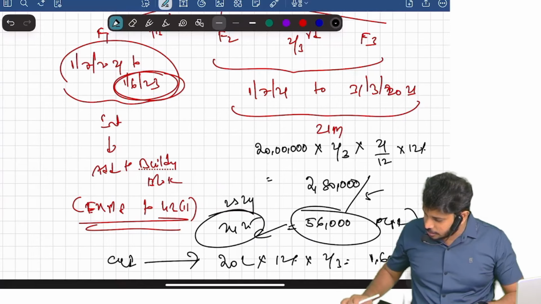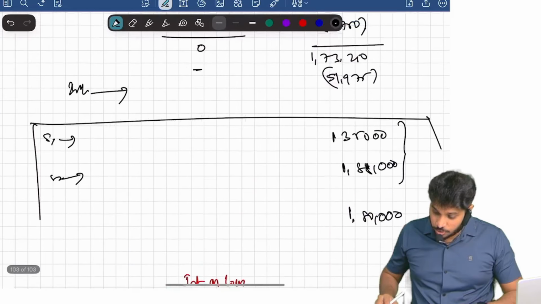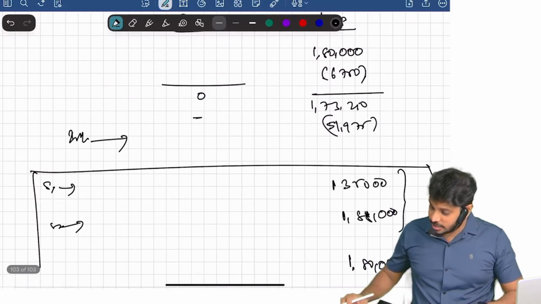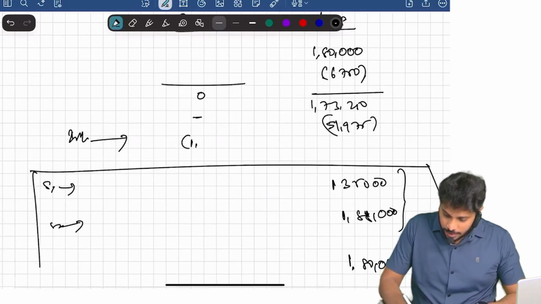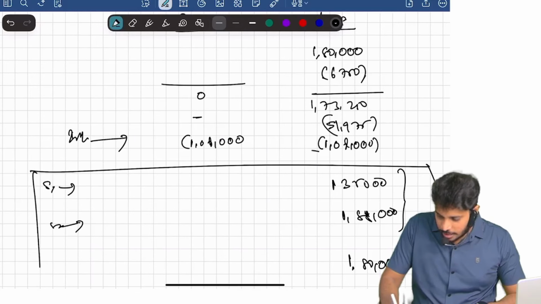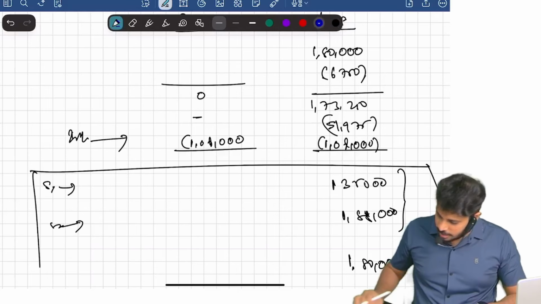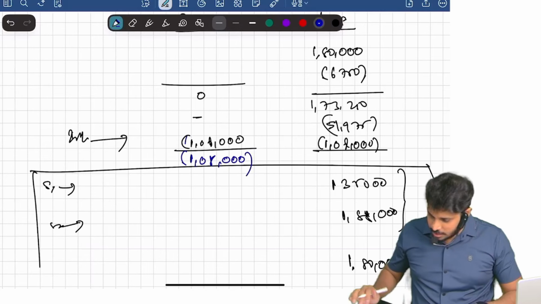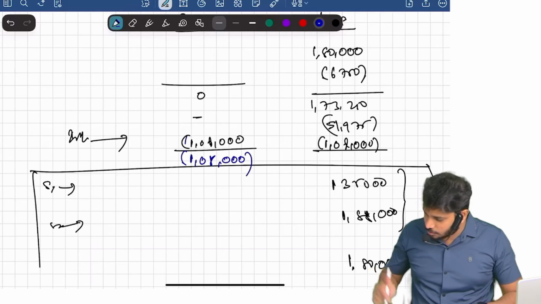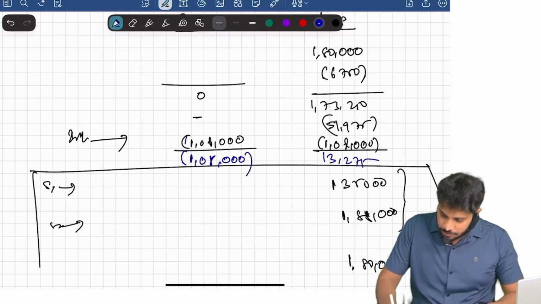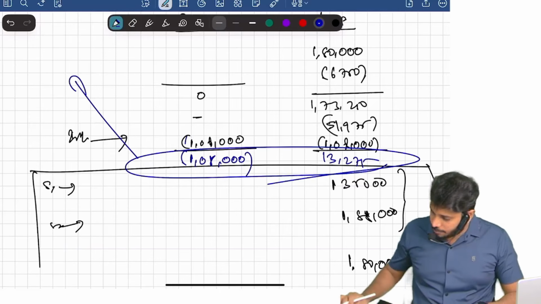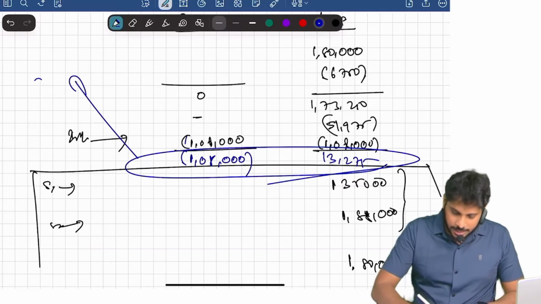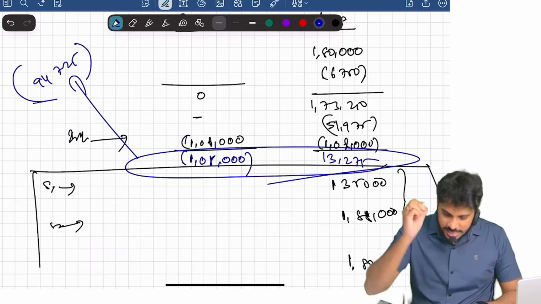Total interest is 2,16,000. Correct? 2,16,000 divided by 2. Here 1,08,000. Correct? Therefore the answer is, okay, negative 1,08,000, and here it will be 1,73,250 minus 30% minus 1,08,000 is equal to 13,275. So net income from house property is 94,725 negative. That's the answer.